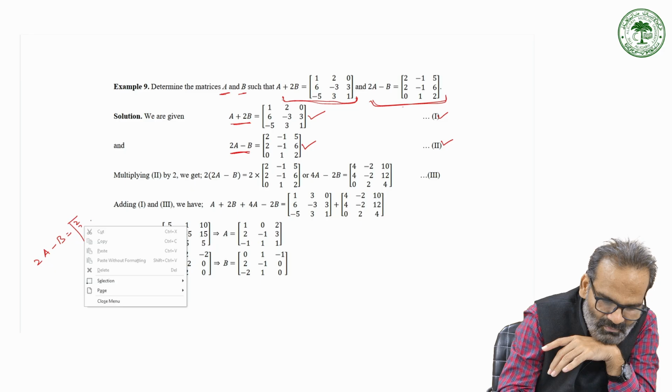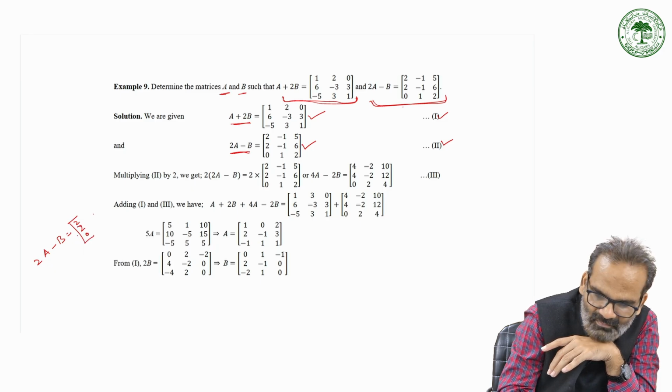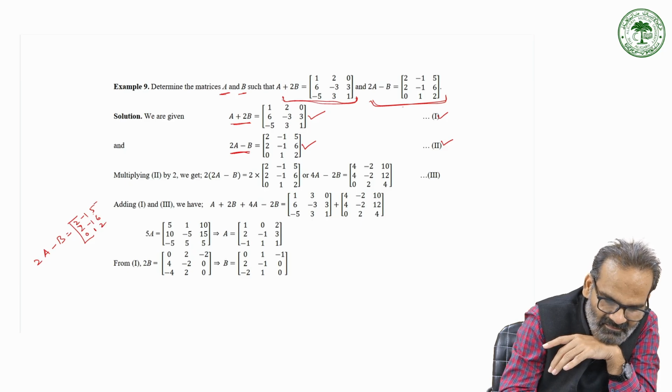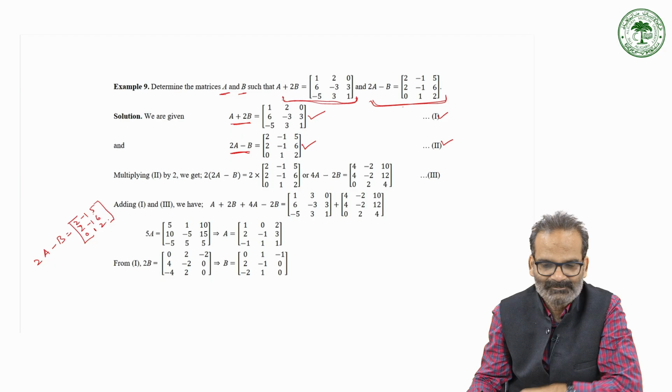2, 2, 2, 0, minus 1, minus 1, 1, 5, 6 and 2. This is our 2A minus B.